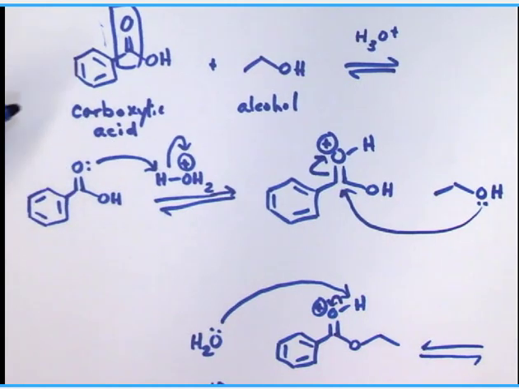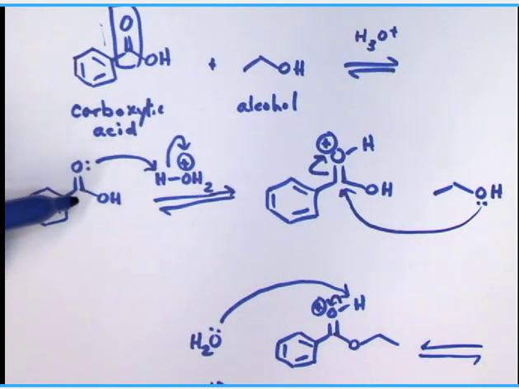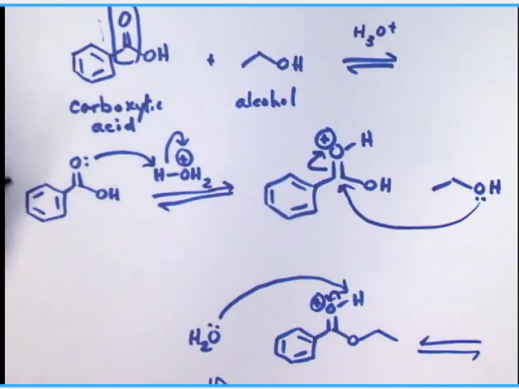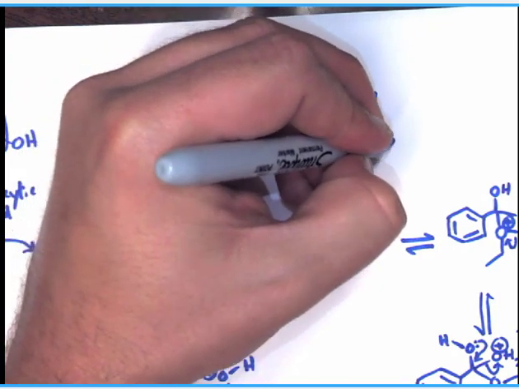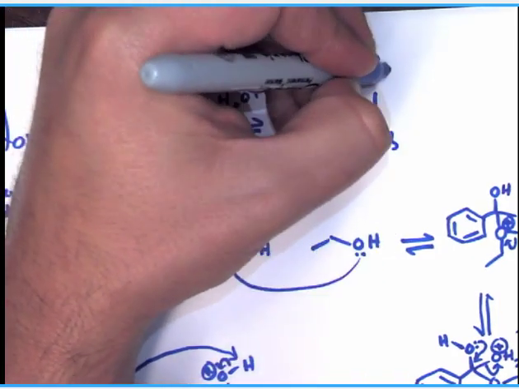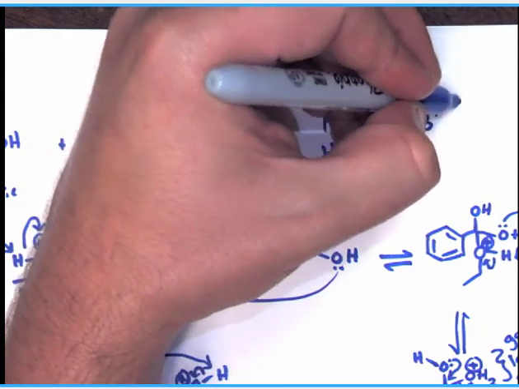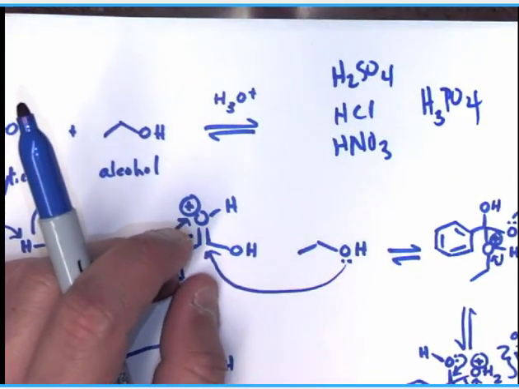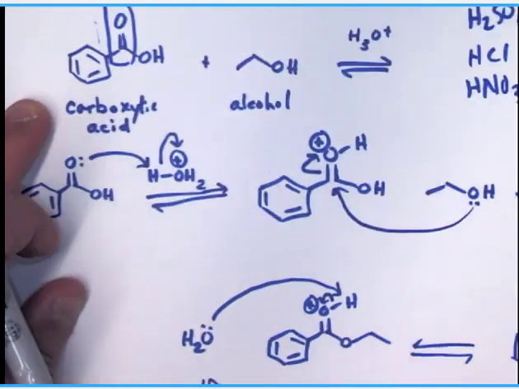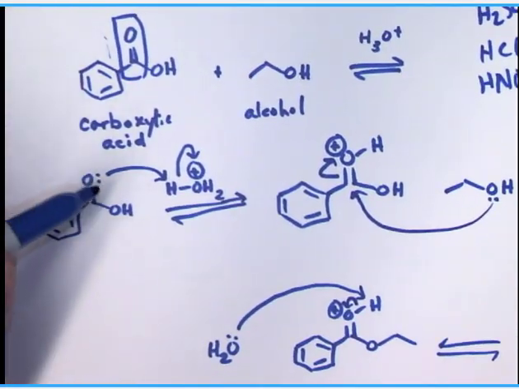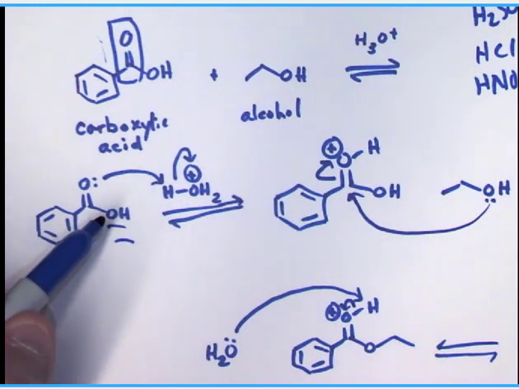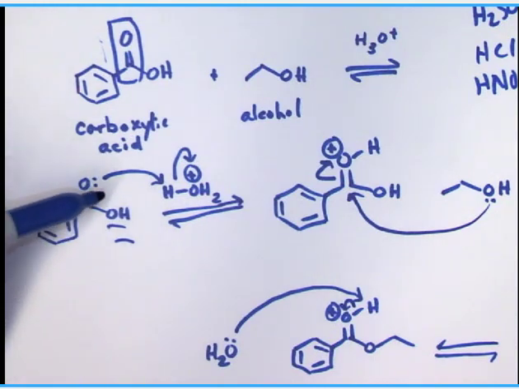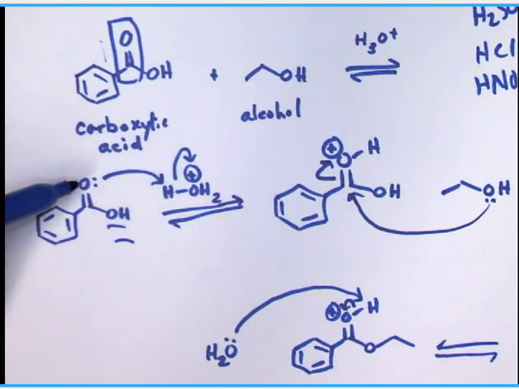But anytime you see a carbonyl and an acid, I don't care if that acid is HCl, HNO3, H2SO4, or H3PO4. I could keep listing them, but you don't want this video to be 45 minutes long. If you see an acid and a carbonyl, period. It doesn't necessarily have to be a carboxylic acid. It could be an acid chloride, a ketone, or an aldehyde. You see a carbonyl, protonate that oxygen.